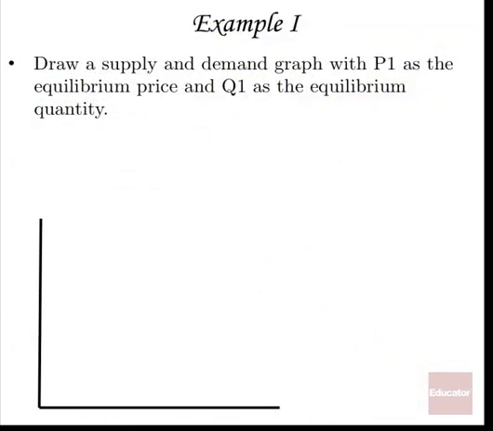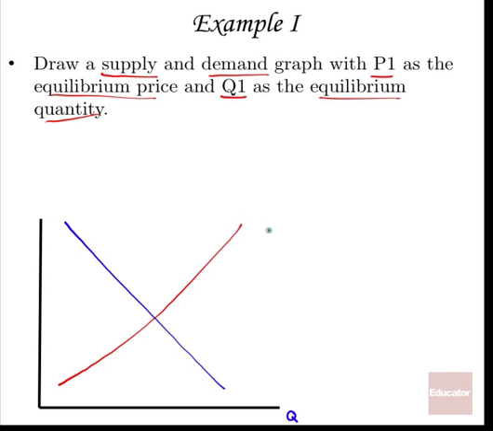So let's take a look at example number 1 here. It's basically just to draw a supply and demand graph with P1 as the equilibrium price and Q1 as the equilibrium quantity. So this one's just the basic supply and demand graph. Again, it doesn't hurt to constantly practice this. If you're at a restaurant, constantly practice drawing supply and demand graphs on napkins as you wait for the food. I find that to be very useful and helpful.